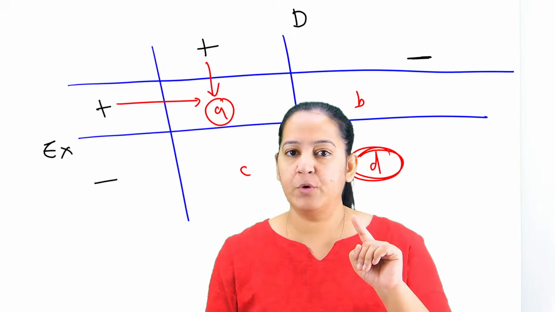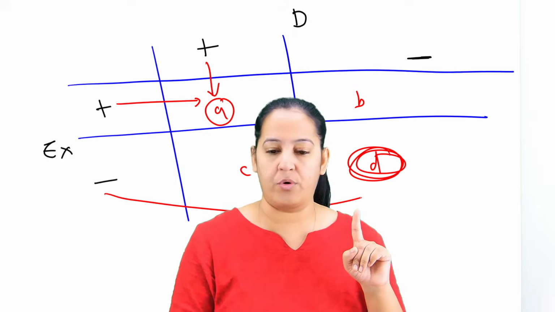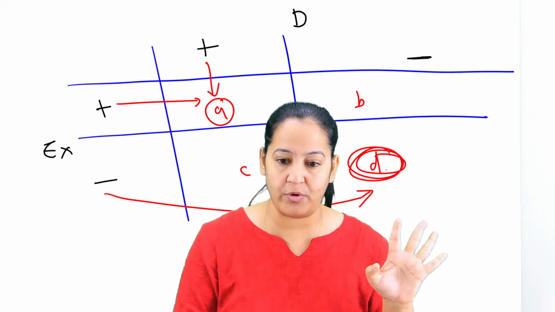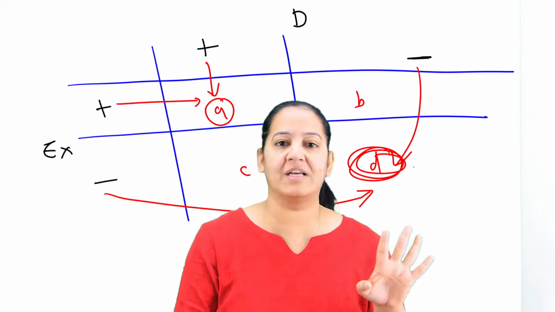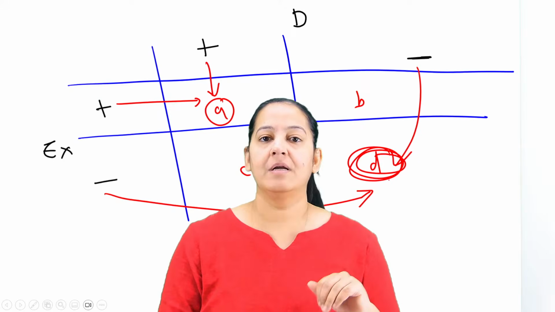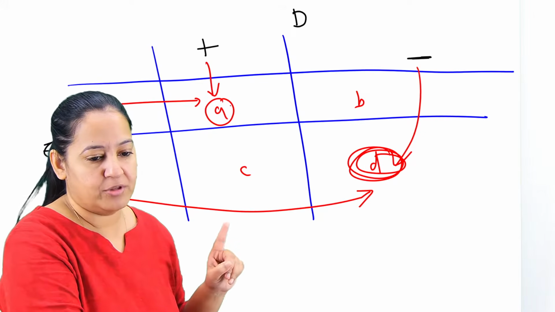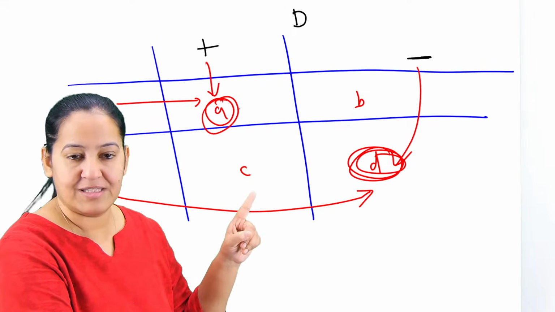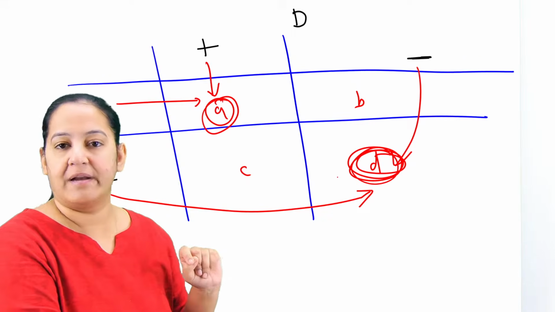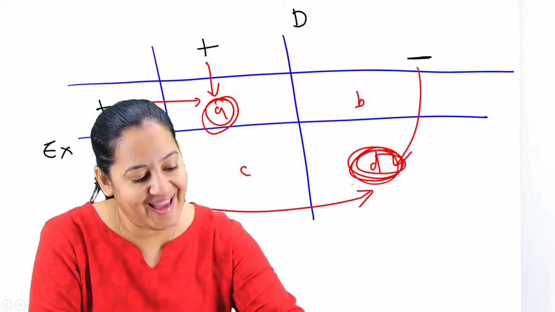And who's D? Now tell me who's D. D is the person who doesn't smoke, who has never smoked till date and doesn't have lung cancer. So both things are absent. Exposure is absent and disease is also absent. So A and D are very easy to understand. In A, both the things are positive. In D, both the things are negative.